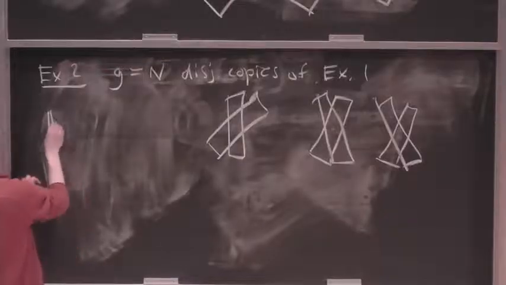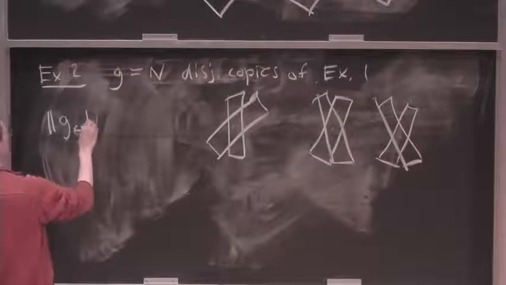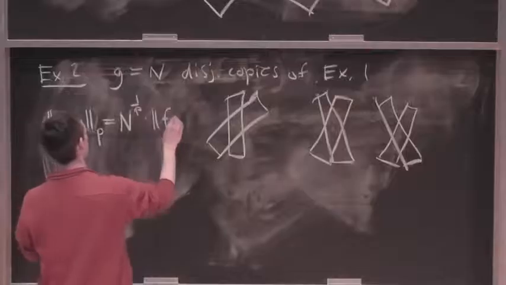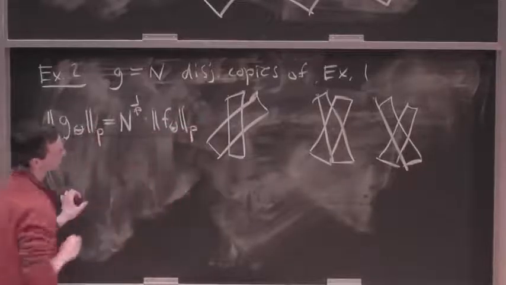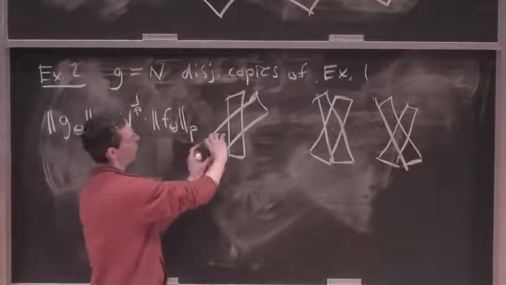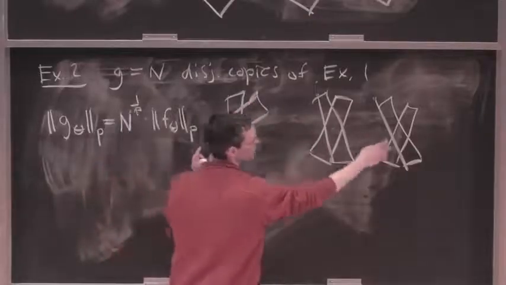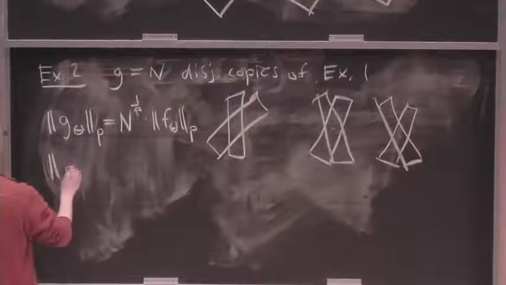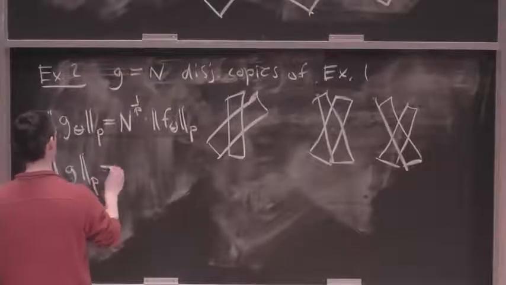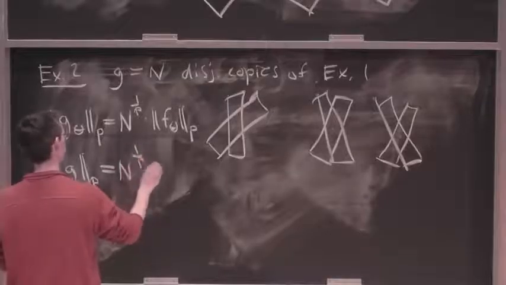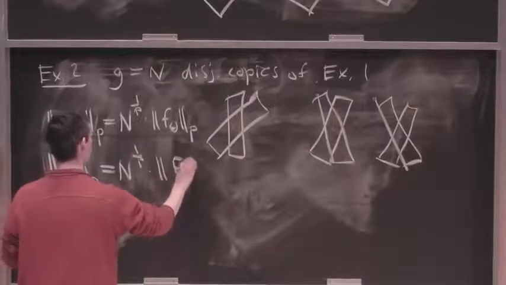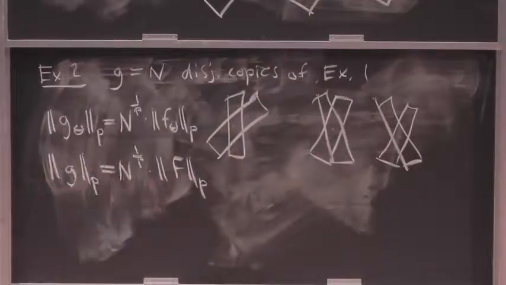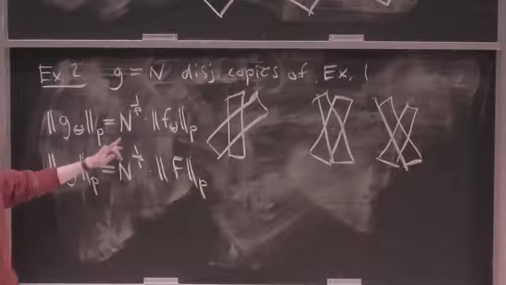OK, so for a given theta, the LP norm of g theta is n to the 1 over p times the LP norm of f theta, because instead of having one wave packet, I have n disjoint wave packets. And the same applies to the LP norm of g. The LP norm of g is n to the 1 over p times the LP norm of f, because I have n disjoint copies of the function f. And these have multiplied the same way.